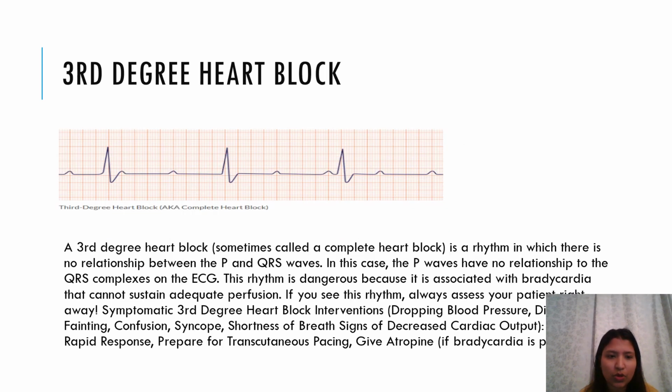Third degree heart block. Third degree heart block, sometimes called complete heart block, is a rhythm where there is no relationship between the P and the QRS waves. You can see here it's P and the QRS is here. There is no relation. This is very dangerous. It is associated with bradycardia and cannot sustain adequate perfusion.